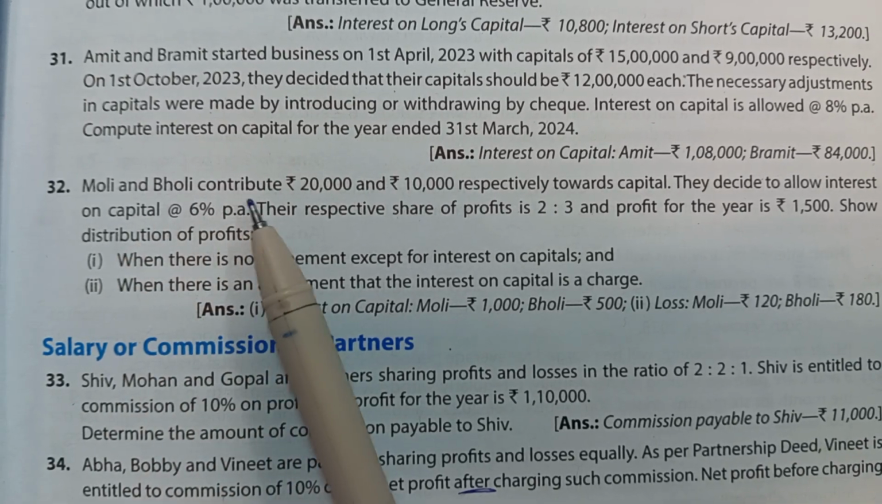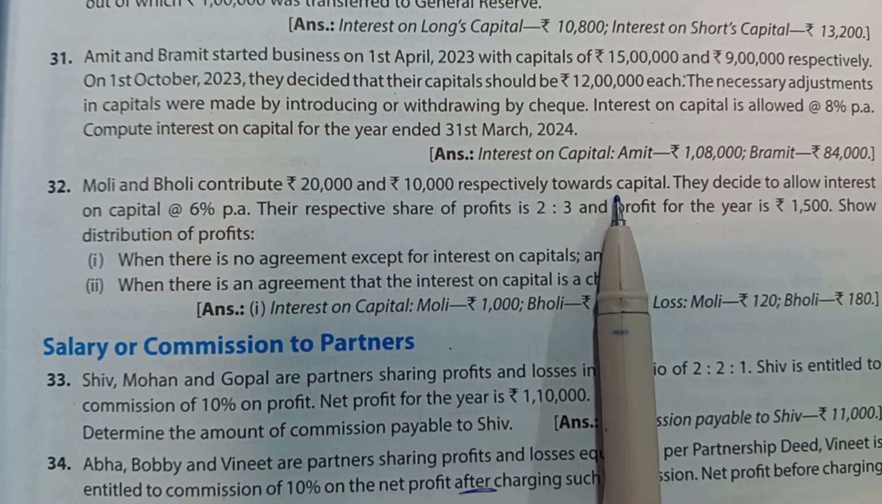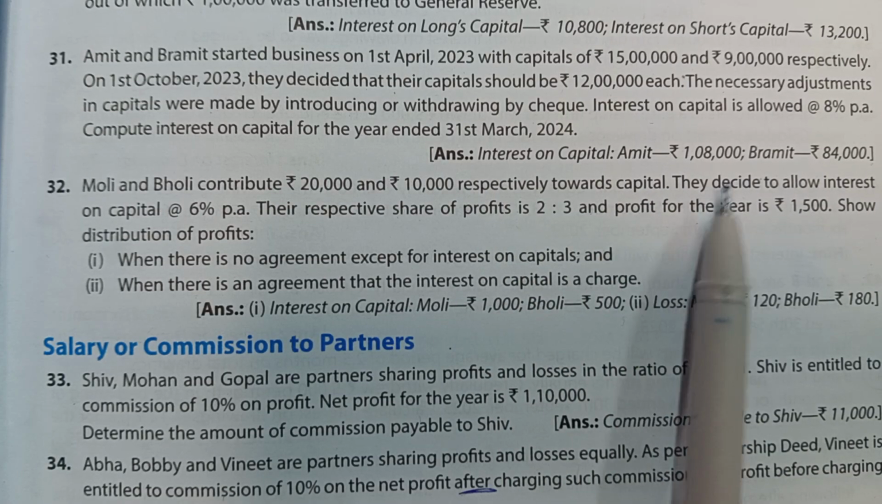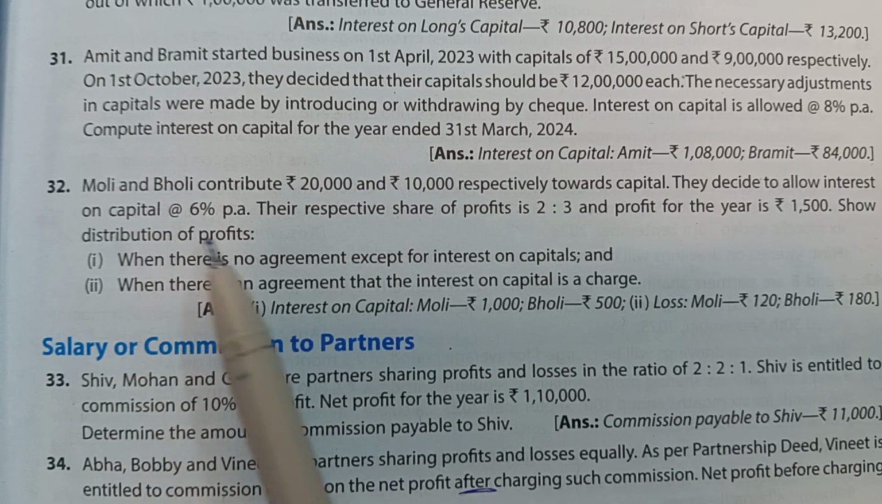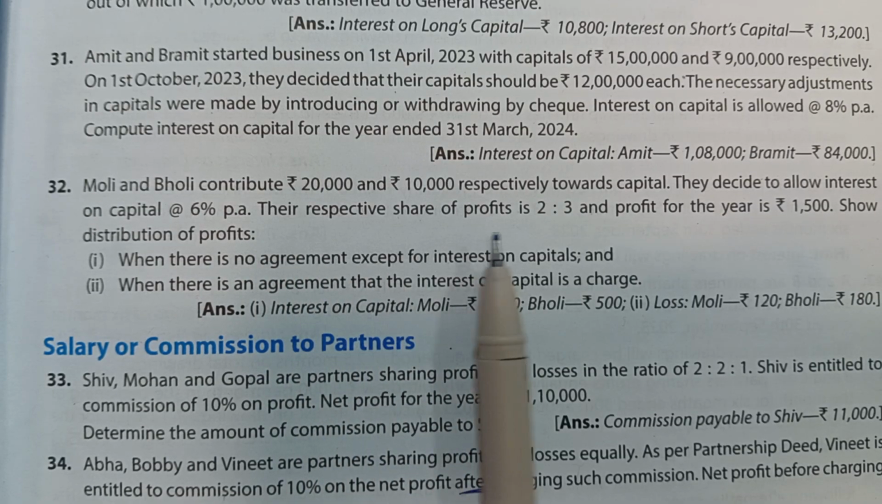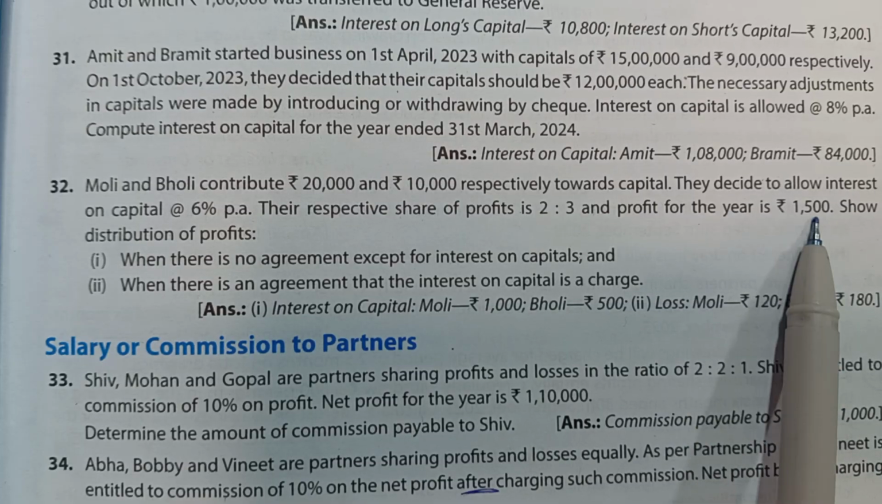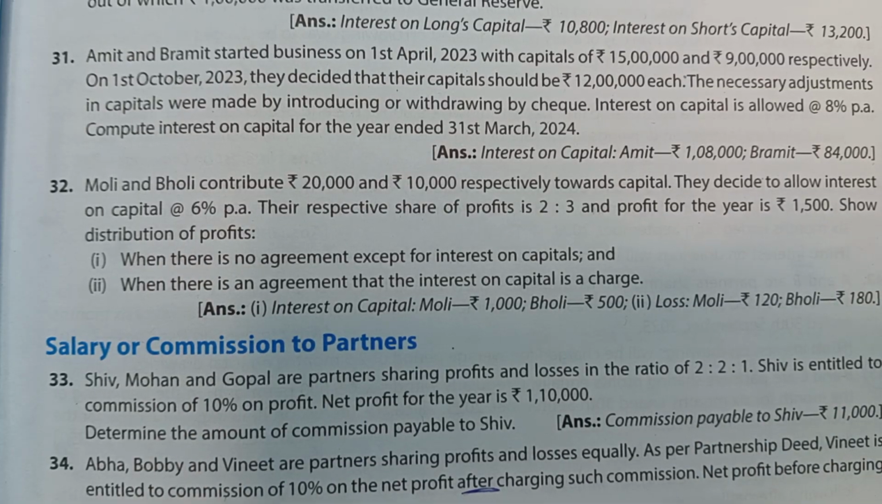Moli and Bholi contribute rupees 20,000 and 10,000 respectively towards capital. They decided to allow interest on capital at 6% per annum. Their respective share of profit is 2:3 and profit for the year is 1,500. Show the distribution of profits.